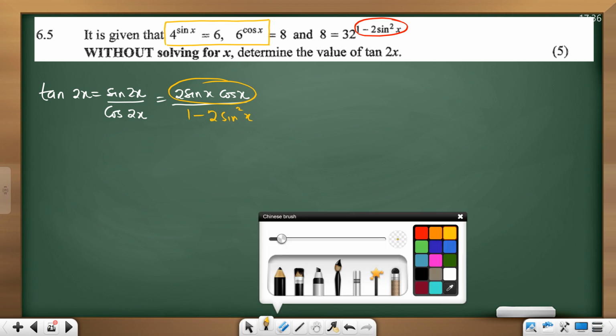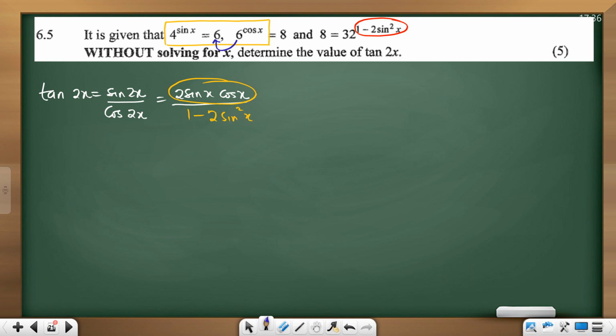All right? So this is now me wanting to answer the question. I want to bring sine x and cos x. There's a 6 there. Can I replace my 6 with that? What is 6? 4 to the power of what? Sine x. Can we just hold on? I have what? 6 cos x equals to what? But what is 6? 4 to the power of what? Sine x. That's my 6, right? Now, cos x is an exponent. I already have my cos x. Equals to what? 8. What is 8? 32. 1 minus 2 sine squared x. 4 to the power sine x cos x equals to 8.